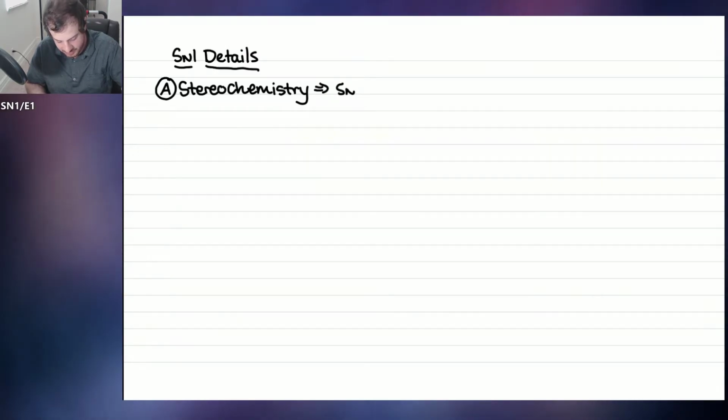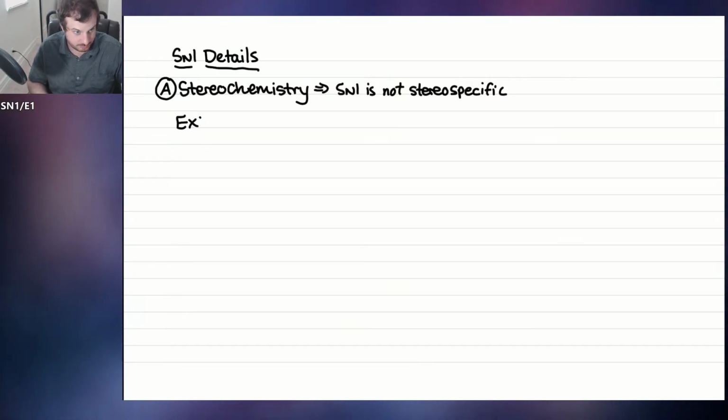Okay, first important detail we need to talk about, very important detail, stereochemistry. Okay, what about the stereochemistry? Turns out that SN1 is not stereospecific. Let's take a look at an example of that. Let me draw a nice chiral molecule here. Put a methyl group here. Put a chlorine here, a methyl here. And let's do an SN1 reaction with water.